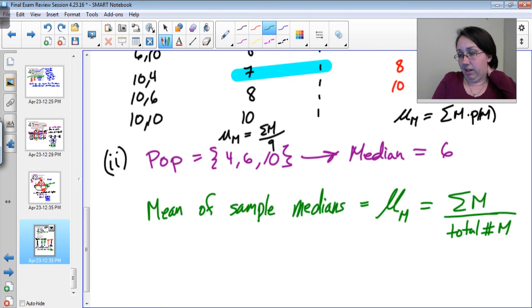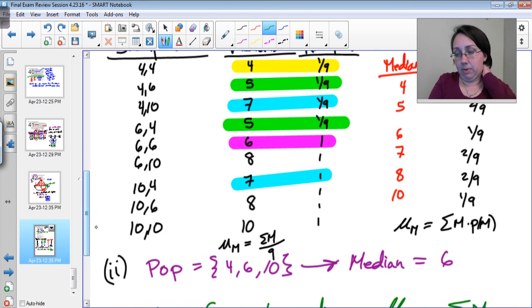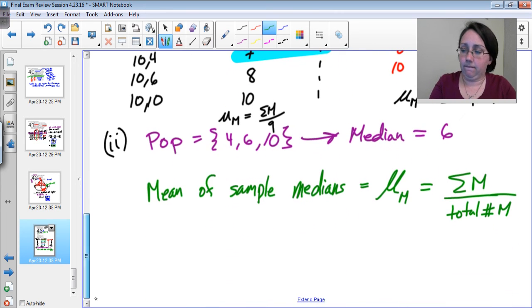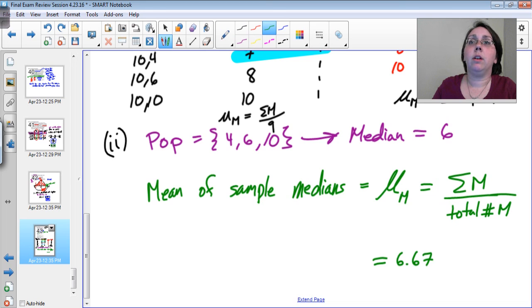All right, so I need help. Somebody add all those up and divide by 9. I got 6.67, so basically 6.65. 6.67? Pretty much it. Okay.